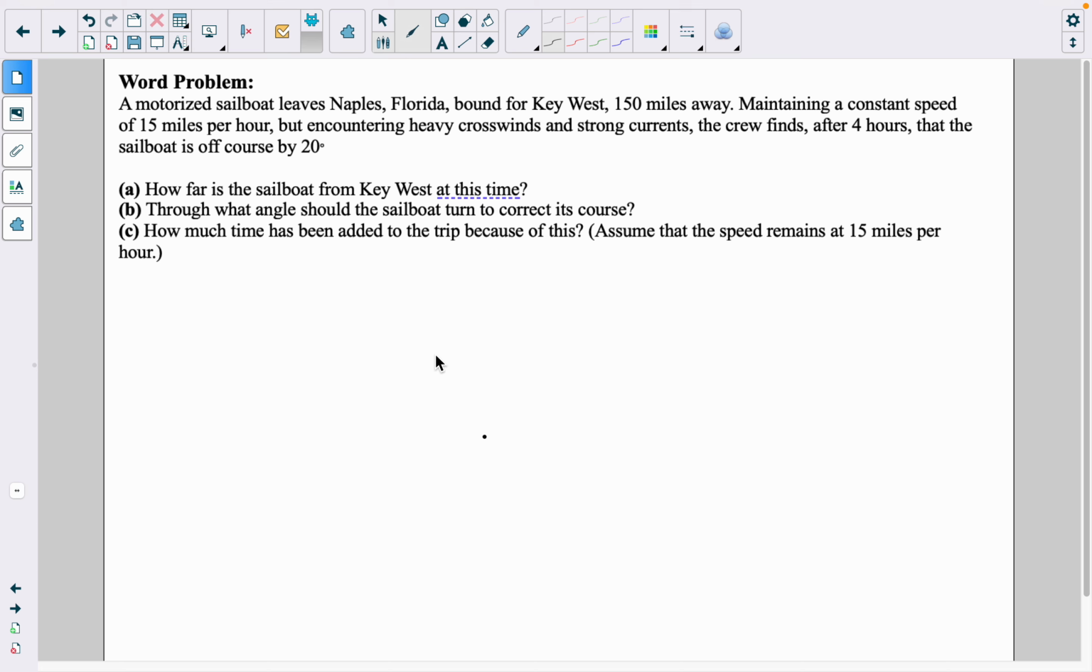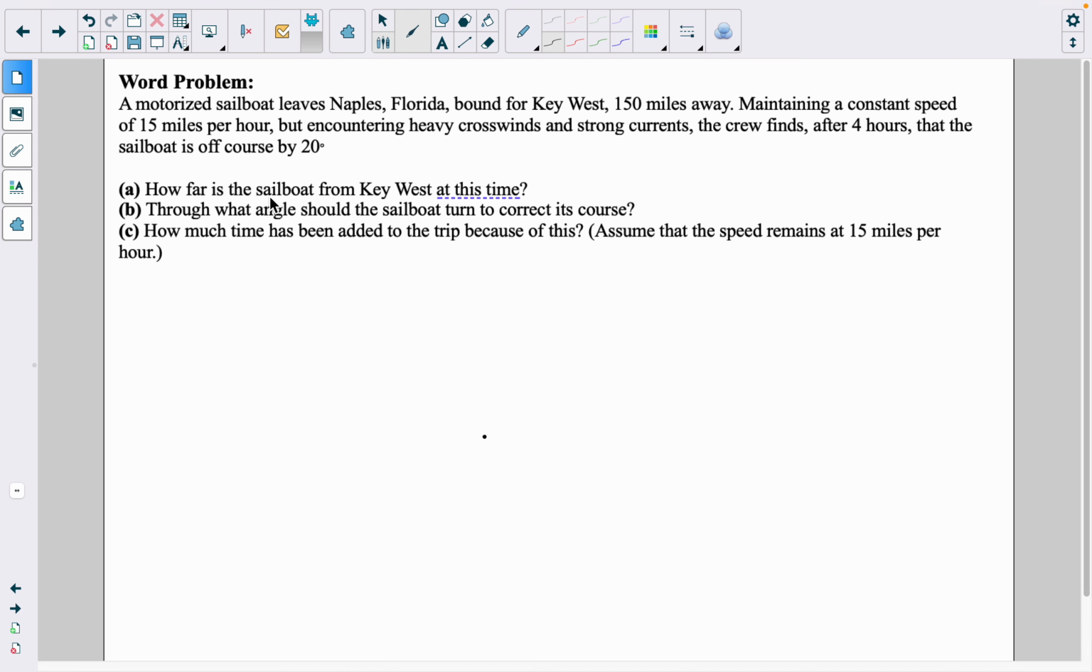So now let's do a word problem where we're going to have to use law of cosines. A motorized sailboat leaves Naples, Florida, bound for Key West, which is 150 miles away, maintaining a constant speed of 15 miles per hour, but encountering heavy crosswinds and strong currents. After 4 hours, the sailboat is off course by 20 degrees.